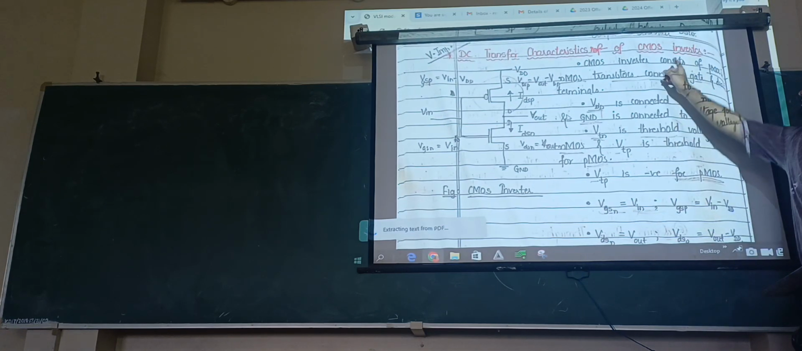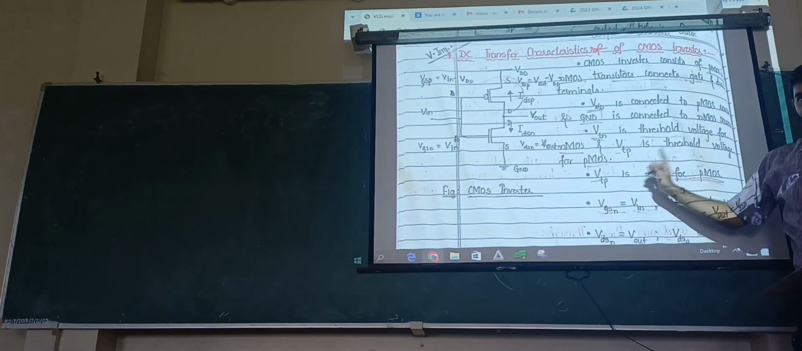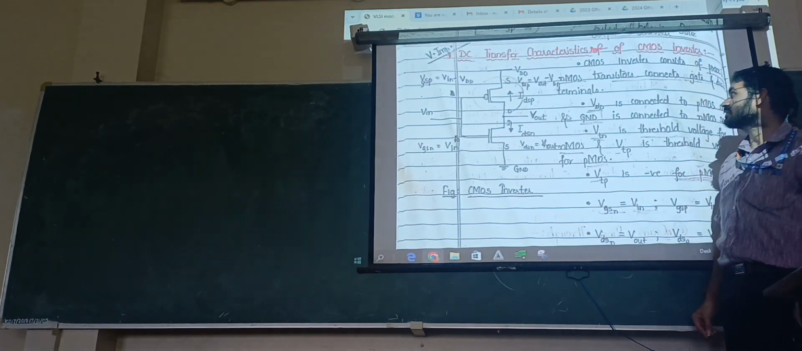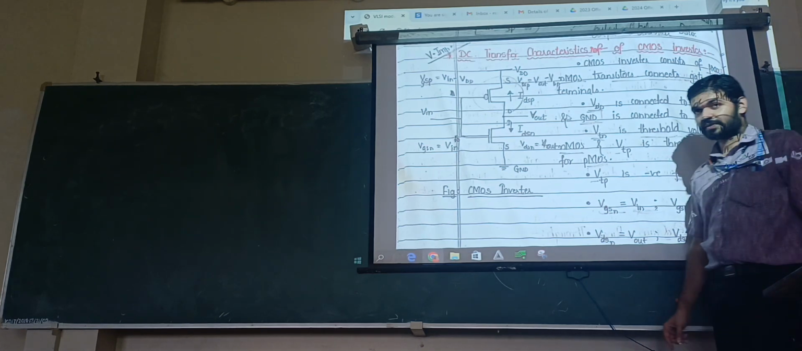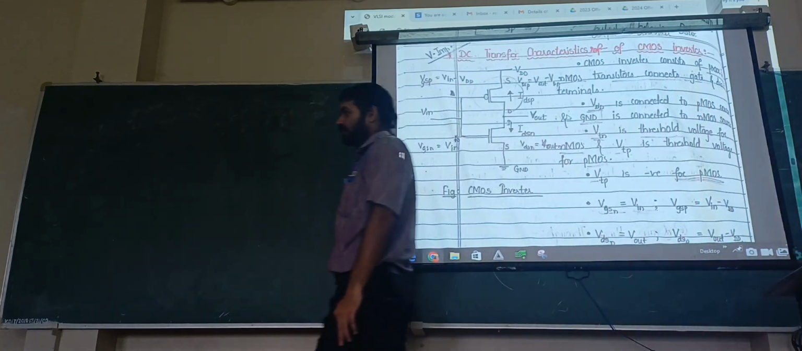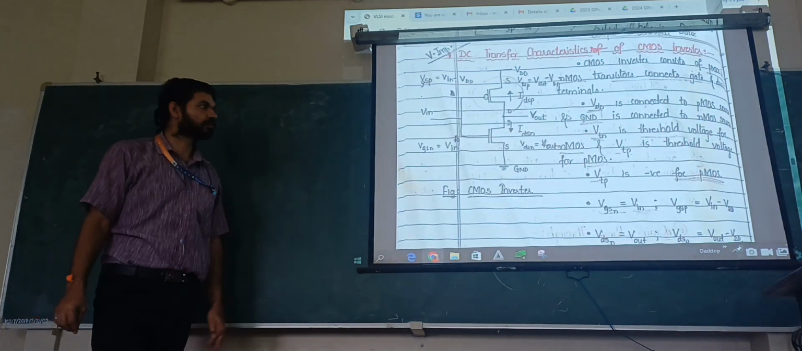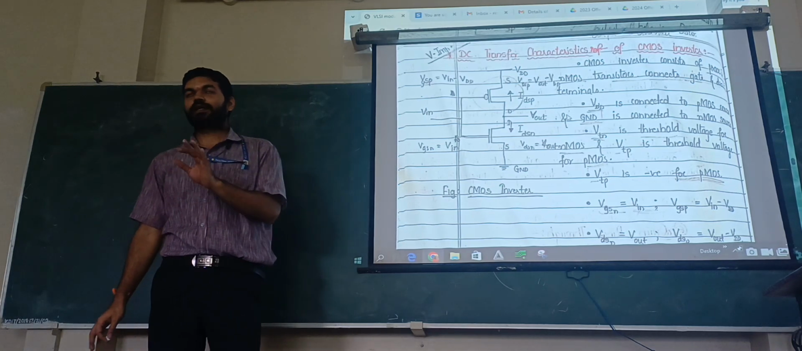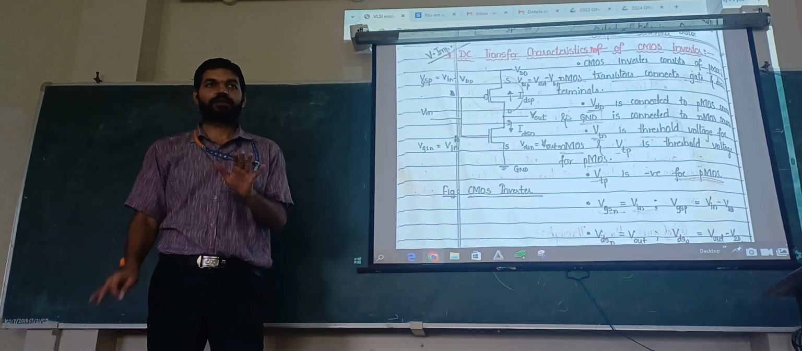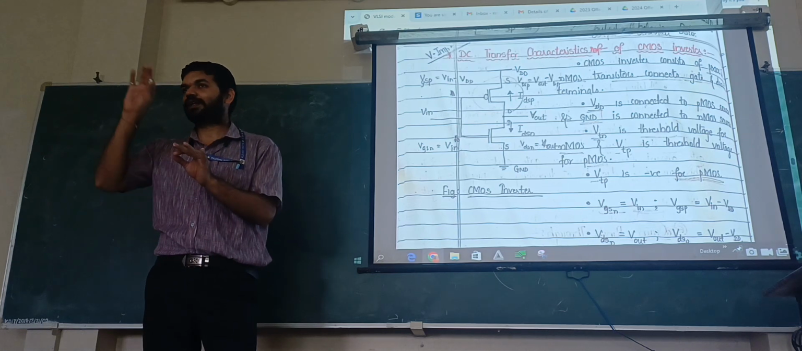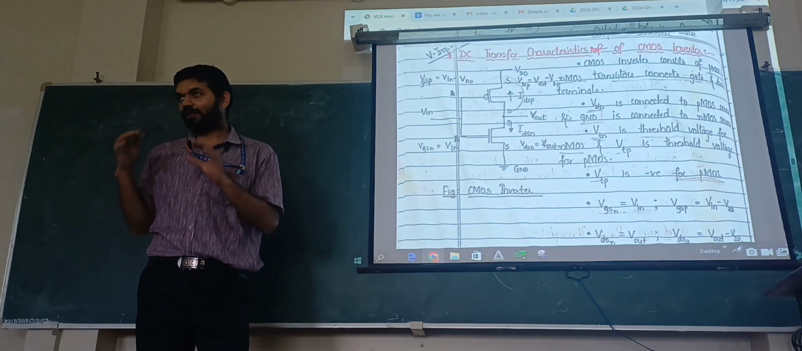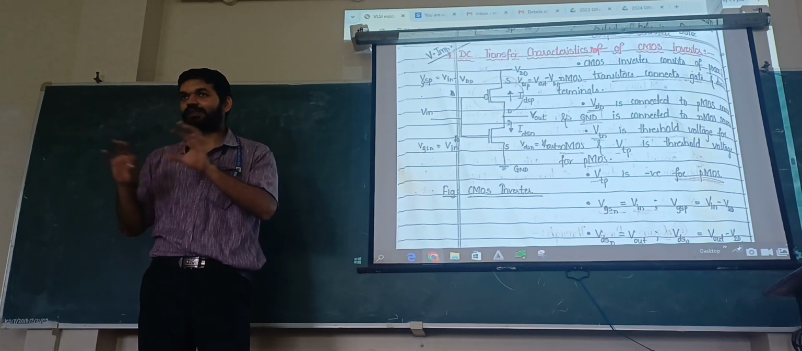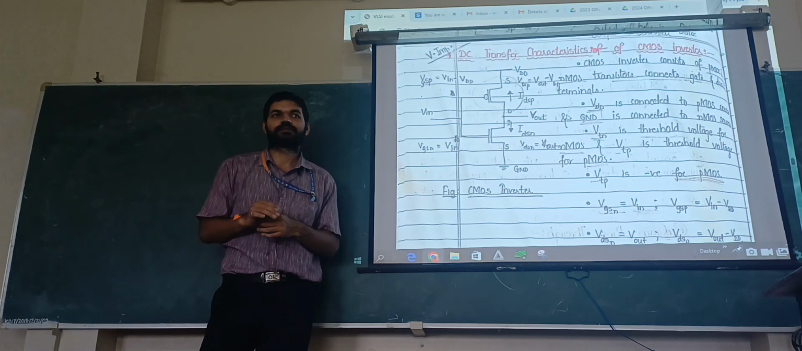DC transfer characteristics of CMOS inverter. This is again an important question. DC transfer characteristics of CMOS inverter. So just now we have derived the current equation. In the current equation, you need to remember I is equal to Q by T. And for Q and for T, whatever you need to substitute, those equations will come into the picture.